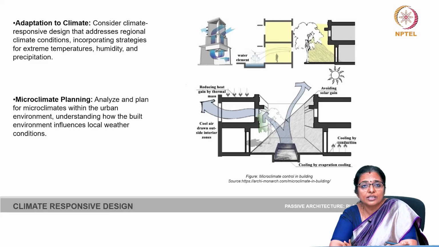Microclimate planning must not be neglected, and we analyze and plan for microclimate within the urban environment, understanding how the built environment influences local weather conditions. Urban heat island mitigation: understanding and planning for microclimates allows for strategies to mitigate the urban heat island effect, where urban areas experience much higher temperature than the rural surroundings.